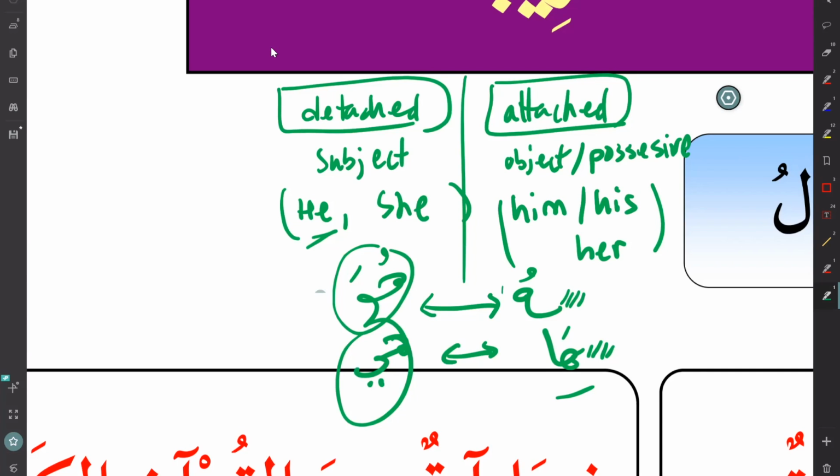You have a subject pronoun and you have object pronouns. Subject pronouns are called detached pronouns; in Arabic we call them munfasil. And the object pronouns or possessive pronouns are called attached pronouns, which is muttasil. If you understand this much for now, inshallah, that's good enough.